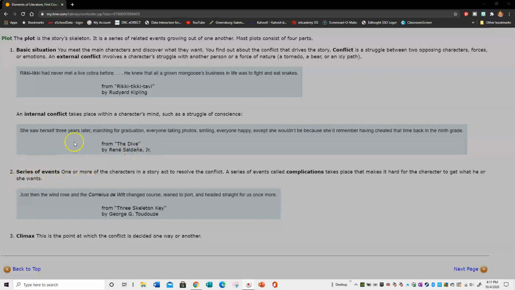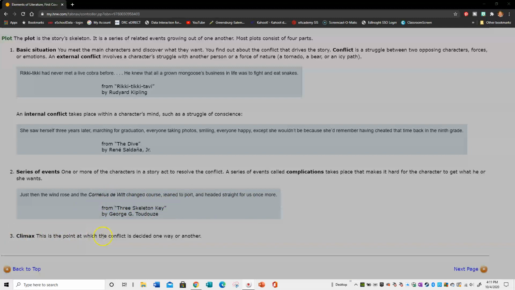2. Series of events. One or more of the characters in a story act to resolve the conflict. A series of events called complications take place that make it hard for the character to get what he or she wants. Just then the wind rose and the Cornelius DeWitt changed course, leaned to port, and headed straight for us once more. From 3 Skeleton Key.